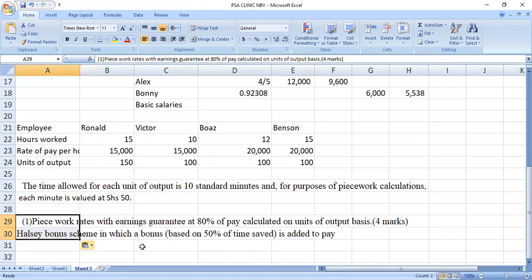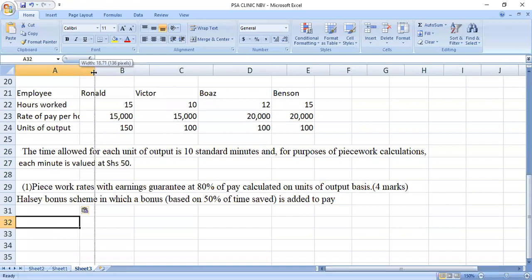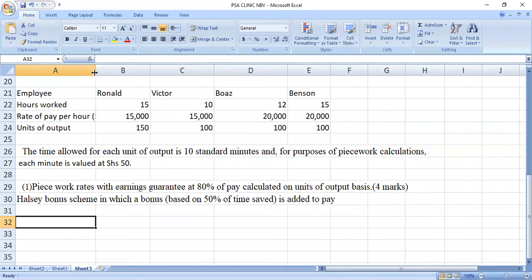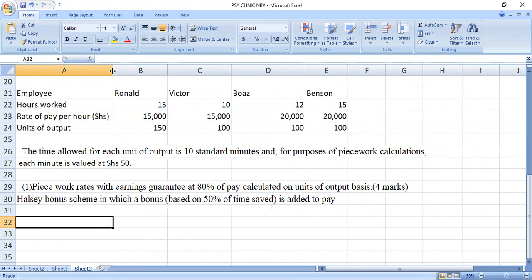So this is what they want. Let's start. Let's begin with piecemeal. With piecemeal, we all know that what we are looking out for is really output cost, meaning that we're looking at the cost or the amount that they pay for each unit that you produce. That's piecemeal, and the rate is based on the output.